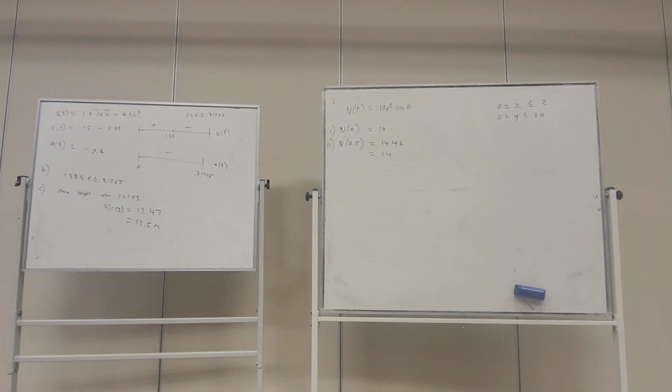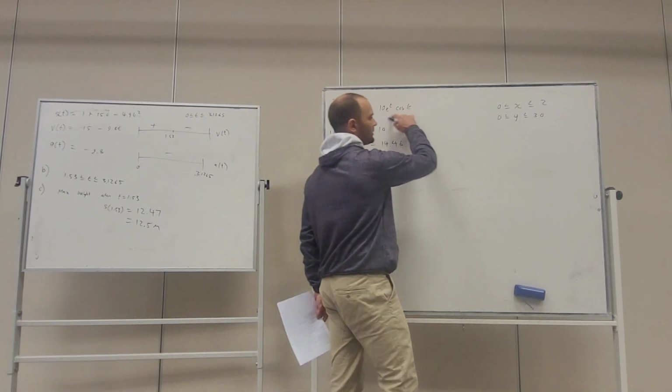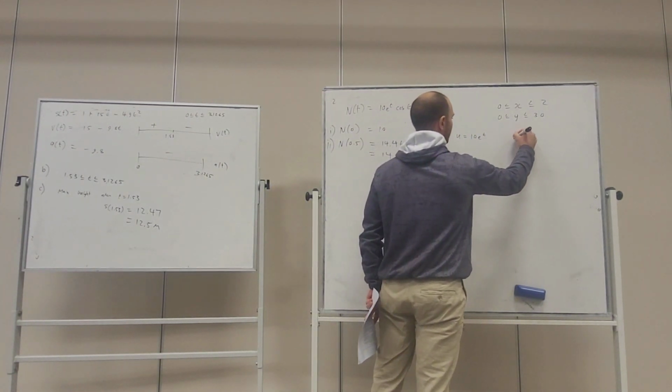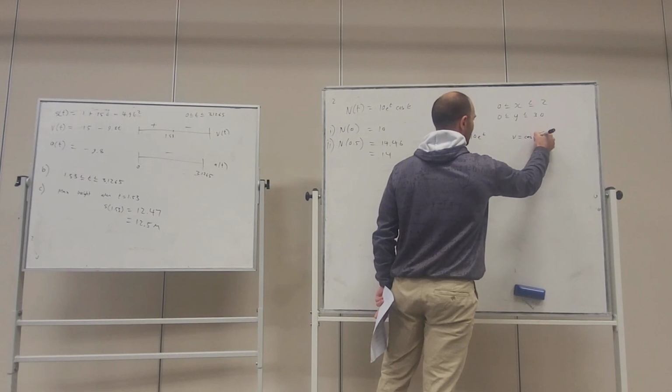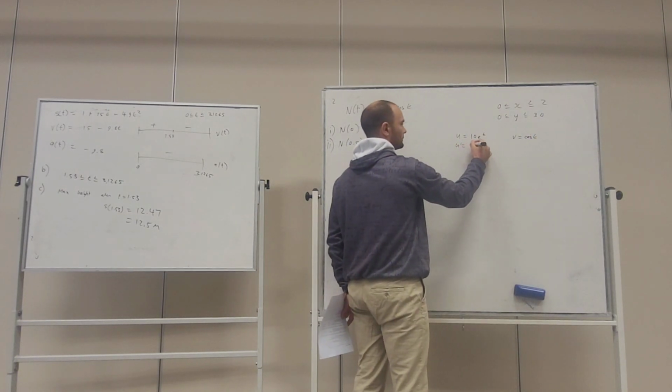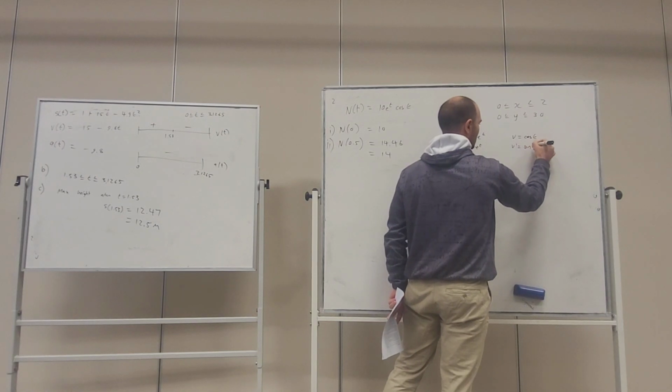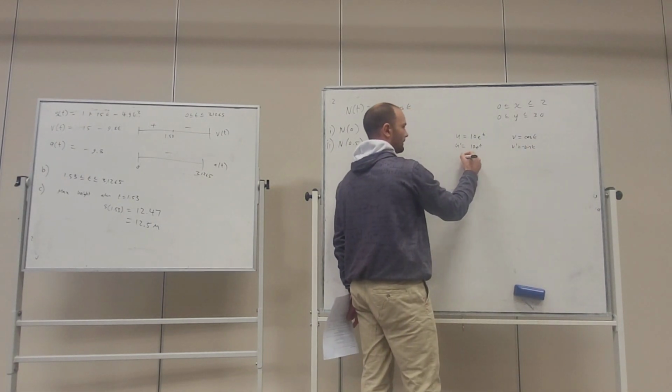Then find n dash of t. In order to differentiate this function, we're going to need to use the product rule. We have u and v. One function multiplied by another. Smash them together.